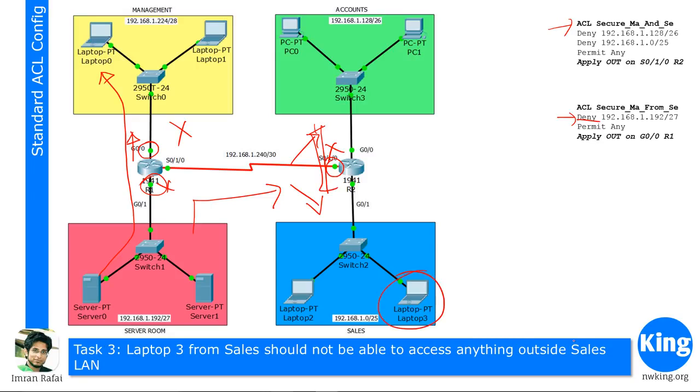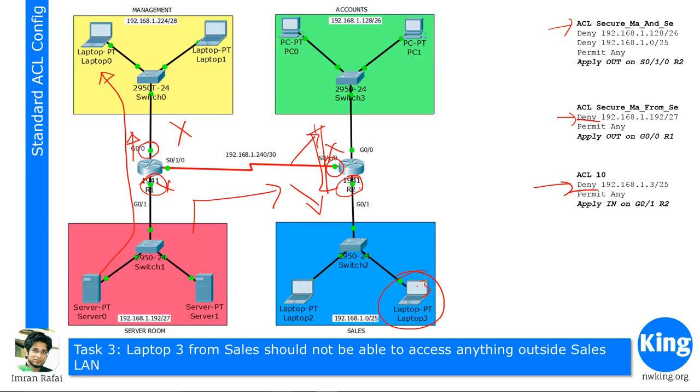Next, let's look at task 3, which says laptop 3 from sales, which is here, should not be able to access anything outside the sales LAN. So let's assume this guy is a new guy and he's a trainee, so you don't want him to access anybody else outside the network. So we have to put an ACL. The ideal place for this ACL is here, because when it sees that the source IP address is 192, whatever this IP address is, let's assume this is 1.3, it says if the source IP address is 192.168.1.3, please deny it.